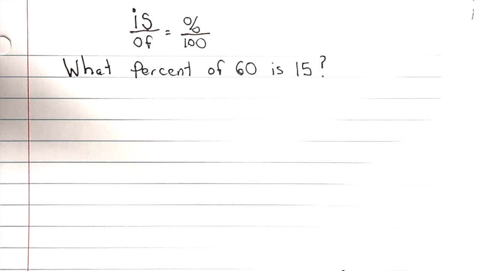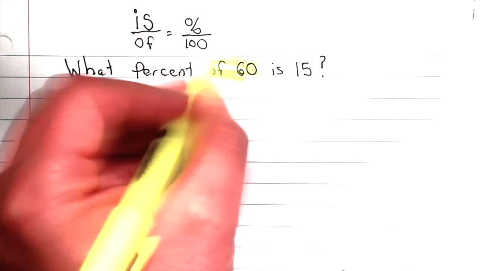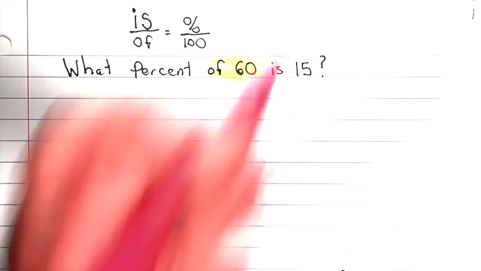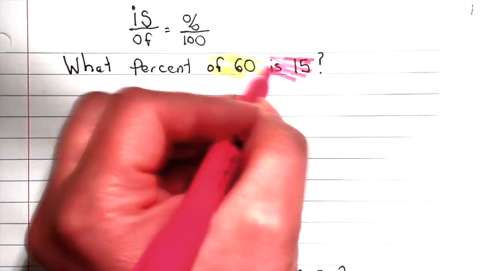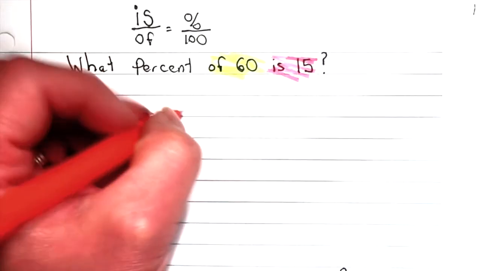Okay, in this video, we're going to be looking at how to use the percent proportion of is over of equals percent over 100 when percent is missing. So it says, what percent of 60 is 15? So what I need to do is set up my proportion.